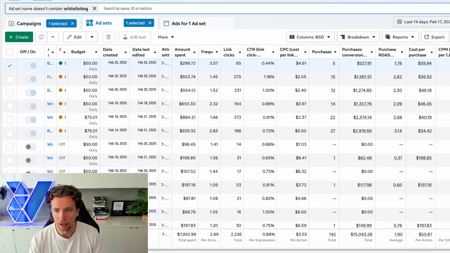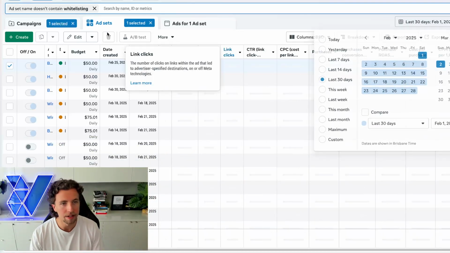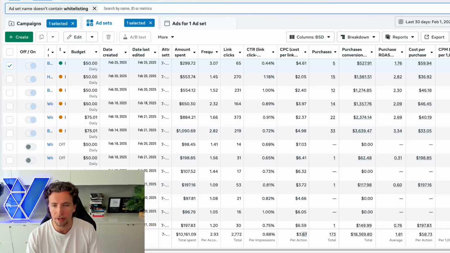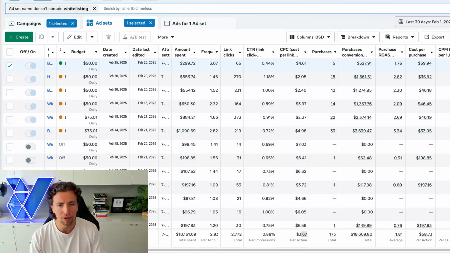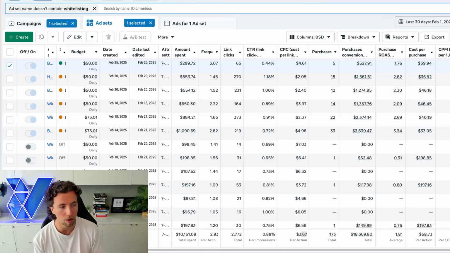If I just move myself over here so you can see the CPC column and we look at the last 30 days, and I've done a filter here, it does not contain whitelisting. You can see the CPCs on this account sit at $3.67, really high, particularly when you factor in that their average order value only sits at about $110. And so it becomes very hard to become profitable on a store like this. And this was immediately identified throughout the onboarding process. This is the metric that needs to be tackled.